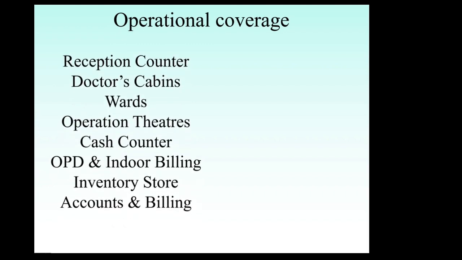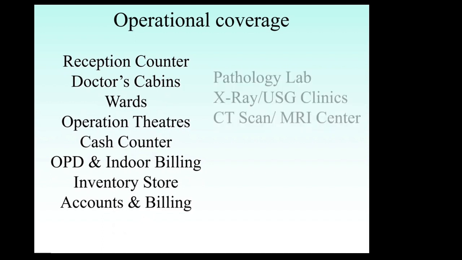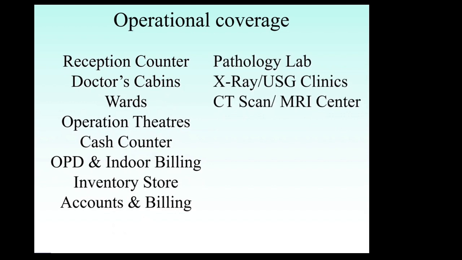Now here is a list of operational points of a hospital that VHM computerizes. For example, you can computerize activities at reception counter, doctor's cabins, wards, operation theaters, cash counters, OPD and indoor billing, inventory stores, accounts and billing, and also support diagnostic activities in pathology lab, X-ray and USG clinics, CT scan, MRI centers, and so on.